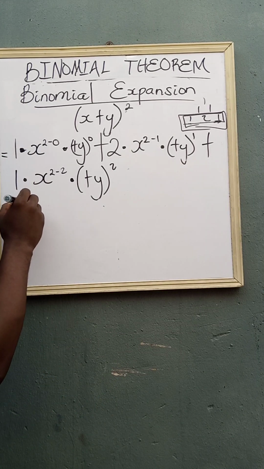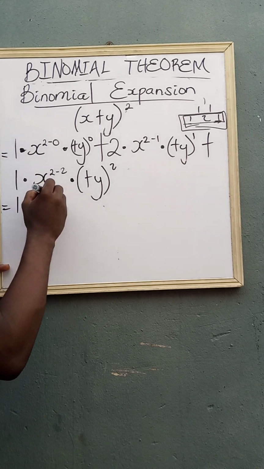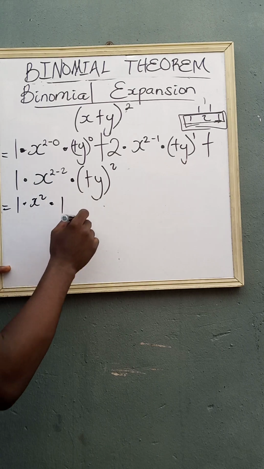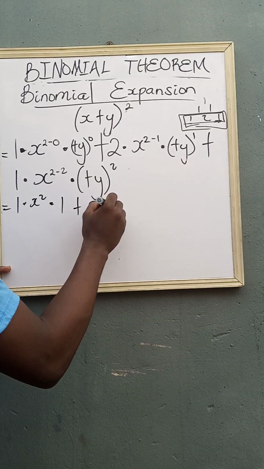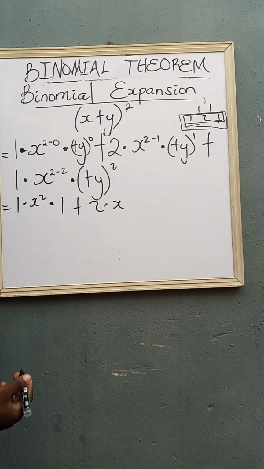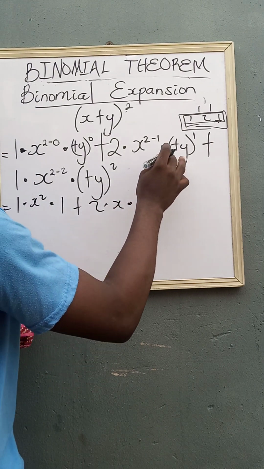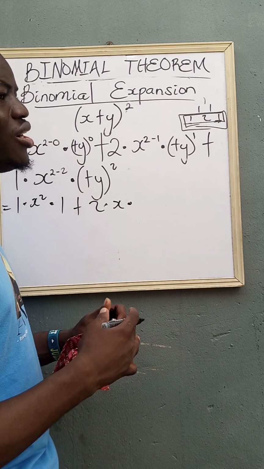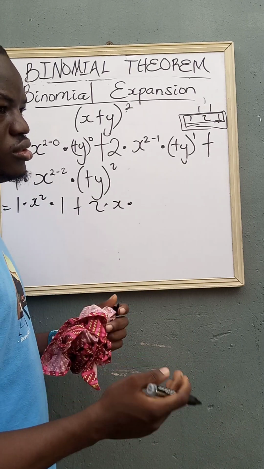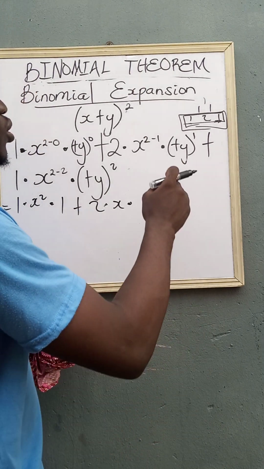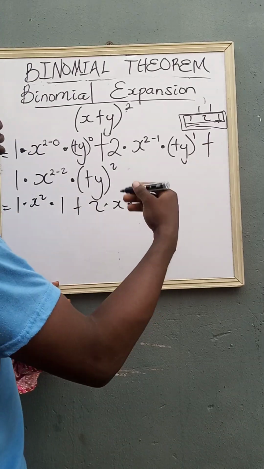expressing this: 1 times x raised to the power 2 minus 0 gives 2, multiplied by plus y raised to the power 0 gives 1. Plus 2 times x raised to the power 2 minus 1 gives 1. x raised to the power of 1 is still x, right? Multiplied by, please, if you have issues with indices, you need to go back to get these things clarified. It's very important, because these are basic concepts that we should know. Alright, so plus y raised to the power of 1 still gives plus y.